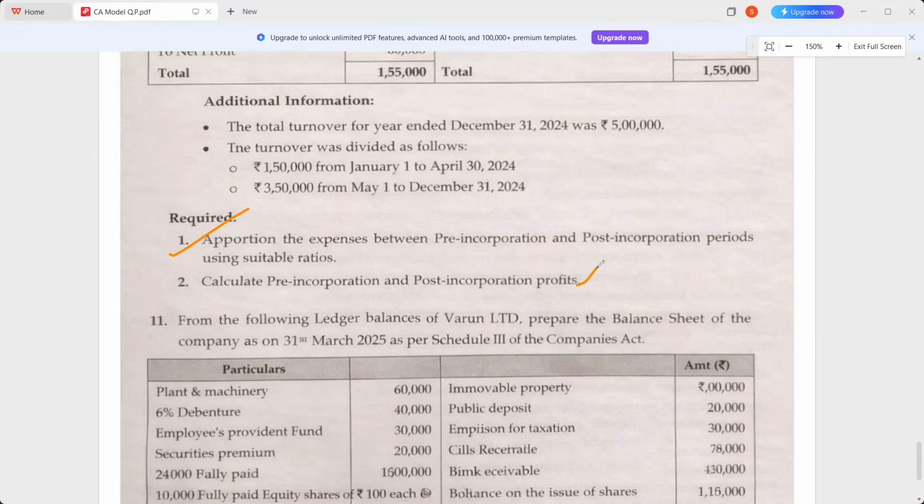You can expect this type of question again for 14 marks here. Apportion the expenses based on certain ratios. We have already seen many different types of ratios like time ratio, sales ratio, weighted ratio, reverse time ratio. Whichever is applicable to your expenses, by that you have to apportion the expenses, and then you have to calculate and prepare the statement of profit and loss account. So this problem you can expect for 14 marks.